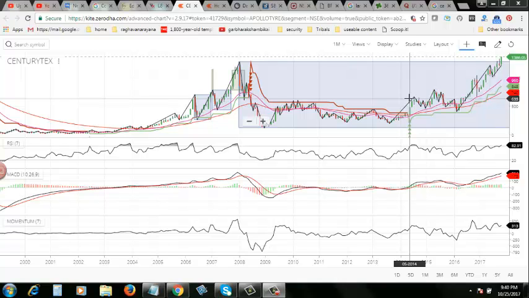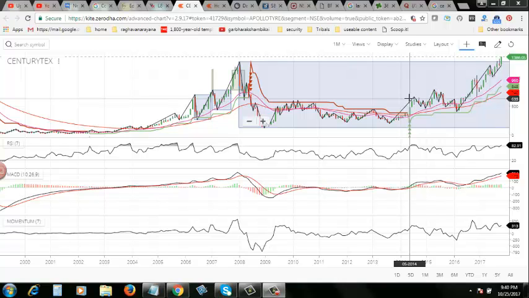And most of the time, in all these 17 years, Centurytex has been moving sideways. That you can clearly see here. The stock was not making new highs or new lows until recently. Only this month, it made a new high, which is very good. And now we will see whether this price rise is going to be consistent in the next coming few months or not.